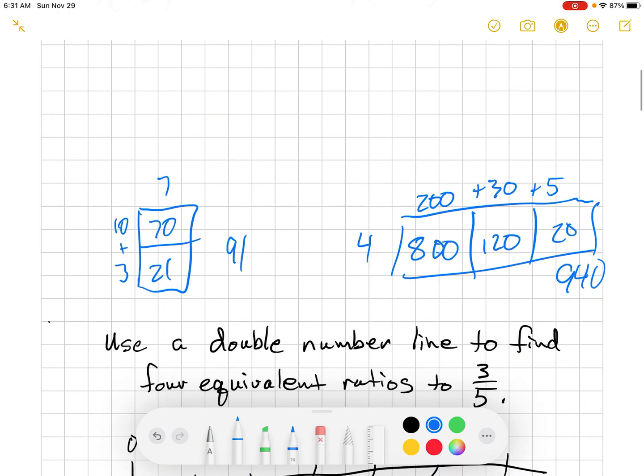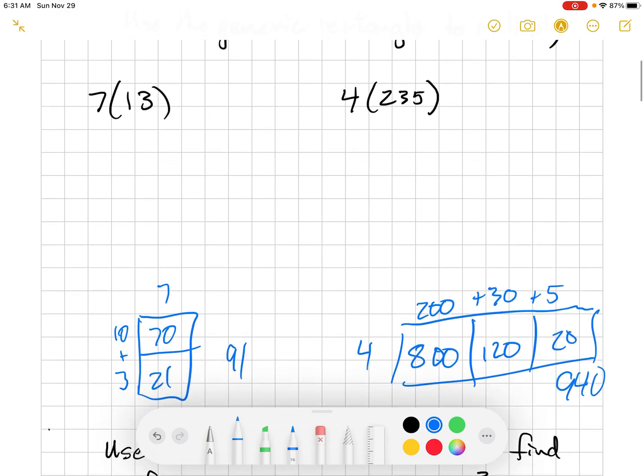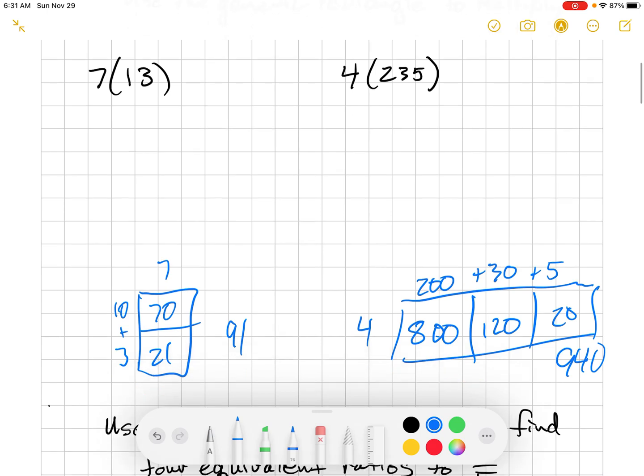All right, there in blue I have the answers there. 7 times 13. 7 times 10 is 70, and 7 times 3 is 21. 70 plus 21 is 91. And then 4 times 235 is 4 times 200 and 30 and 5, and we get 800. 4 times 30 is 120, and 4 times 5 is 20. 800 plus 120 plus 20 is 940. All right, there's a quick review.